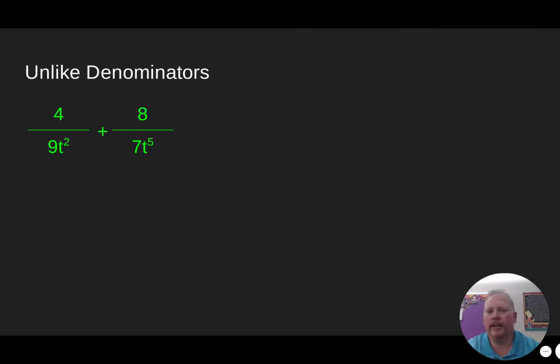Now, what happens when you've got something other than just numbers there? What if you've got some variables going on? So we're still going to find the LCD. And so let's just start and do one thing at a time. So if we take a look at just the numbers, what's the LCD between 9 and 7? The lowest number that 9 can go into and 7 can go into as well. Well, I think that'd be 63.